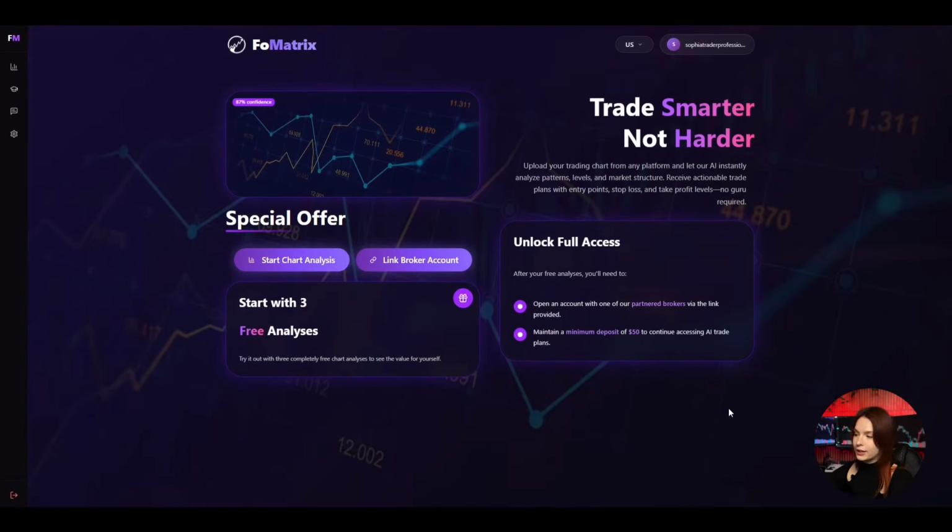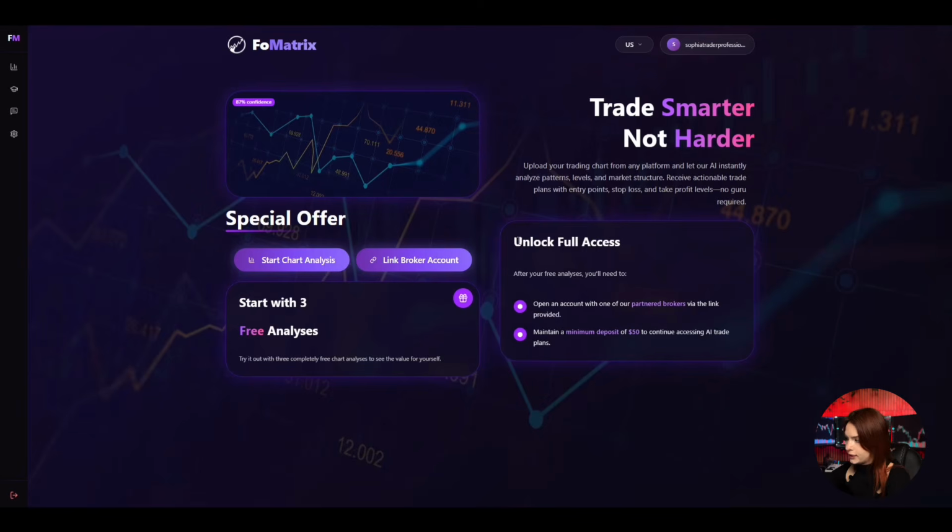So guys, here we are on the platform, and as you can see, after registering on this platform, you will have 3 free market analyses. In other words, you'll be able to analyze 3 screenshots of the chart image. This is a kind of trial period. This way you can understand how this platform works. However, in order to activate it permanently, you will need to follow these steps.